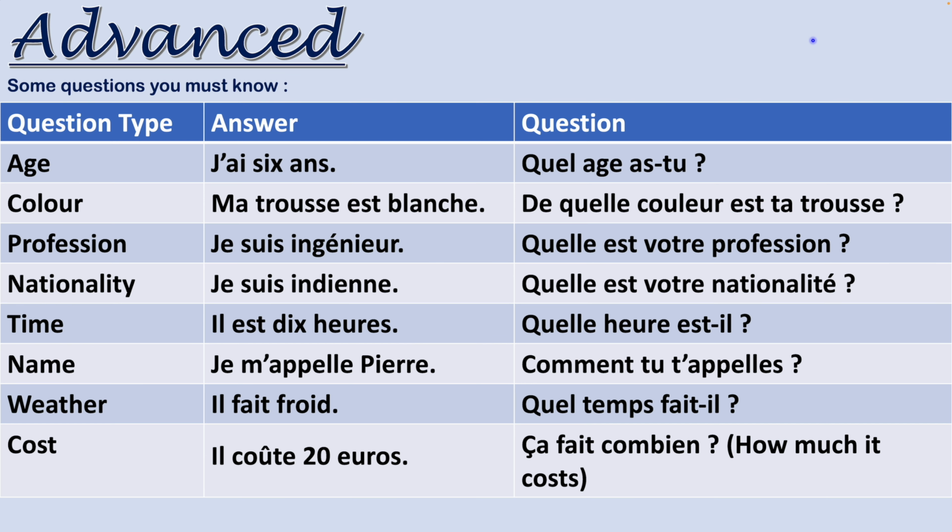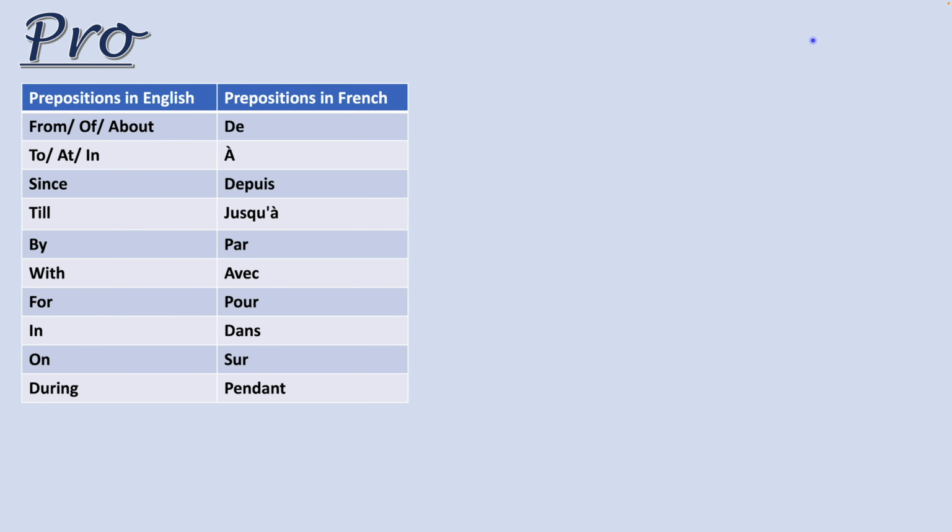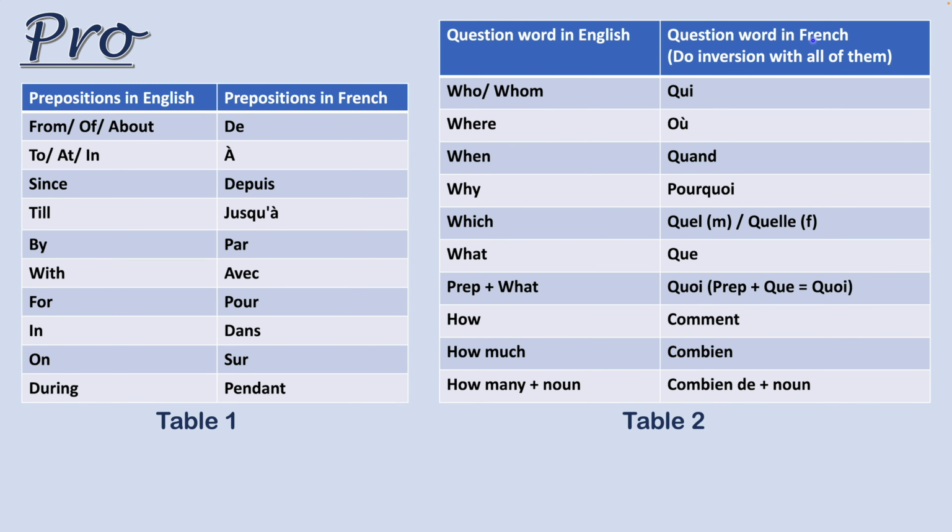Moving on. Now this is the pro level. So I'll be showing you two tables, table 1 and table 2. In order to make your own questions, you need to know some vocabulary, and the vocabulary you have to use is in these two tables. Just learn these two tables, and nothing is going to be out of these two tables. So I'll read it for you. Prepositions in English and prepositions in French.